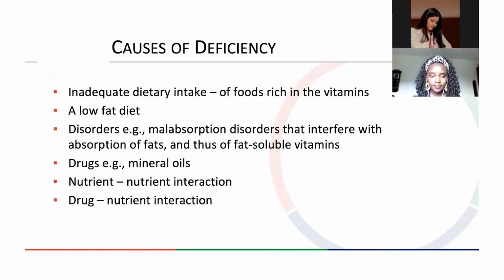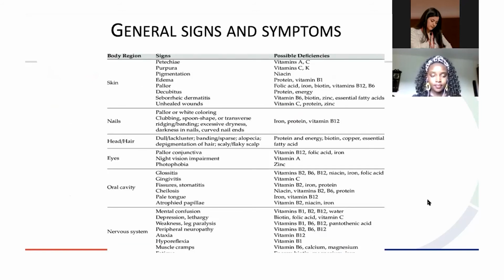Next slide. So, like my colleague Helena mentioned, we have general signs and symptoms of different deficiencies, and on this table, it's arranged according to the body region. So we have the skin, we have nails, we have the head or the hair, the eyes, the oral cavity, which involves the mouth and the tongue, and we also have the nervous system.